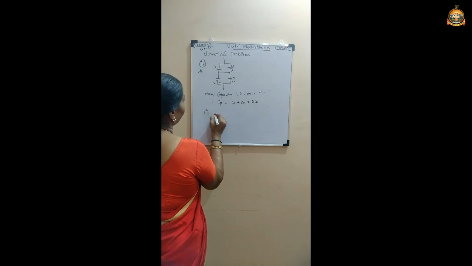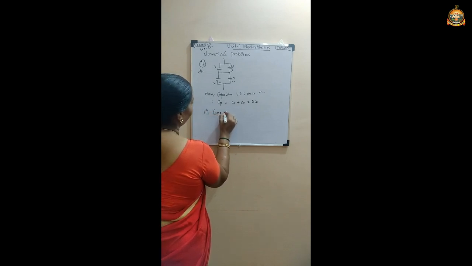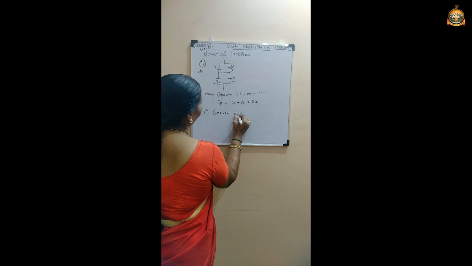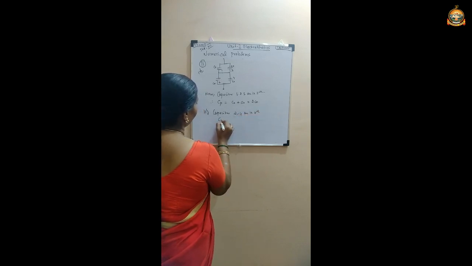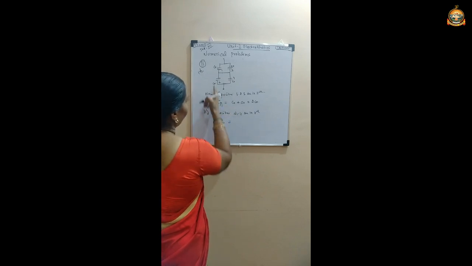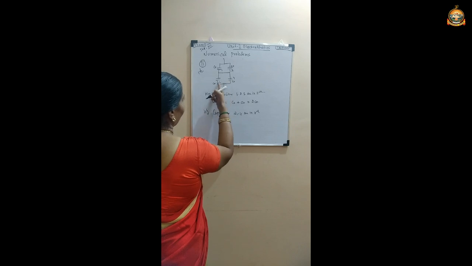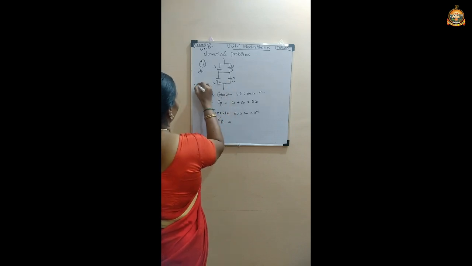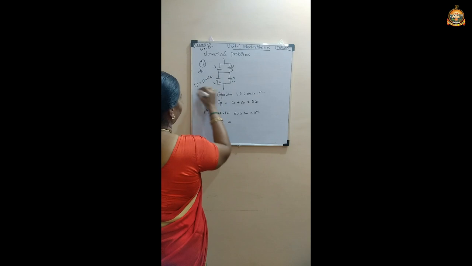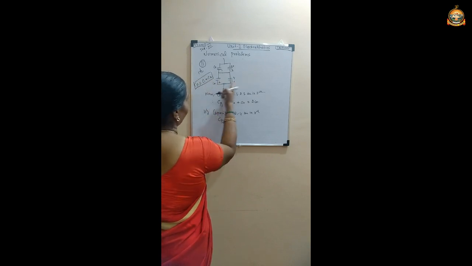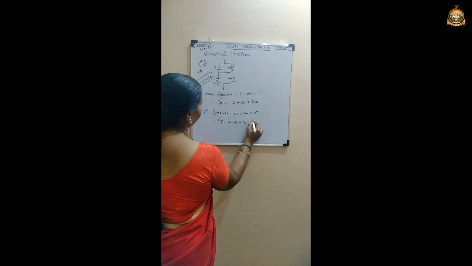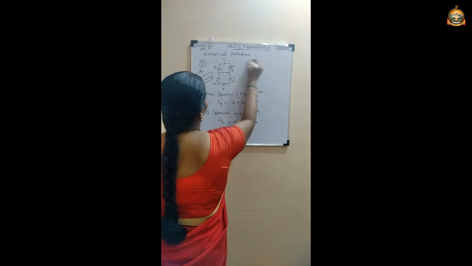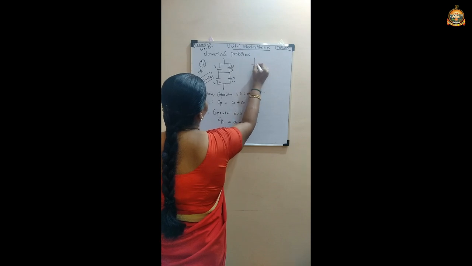Similarly, capacitors 2 and 4 are in parallel. Therefore, this is Cp1, this is Cp2. Capacitors 2 and 4 are in parallel now. Cp is equal to C1 plus C2, that is the formula. This is C1, this is C2, so C0 plus C0 is equal to 2 C0. Therefore, the circuit is reduced to like this.